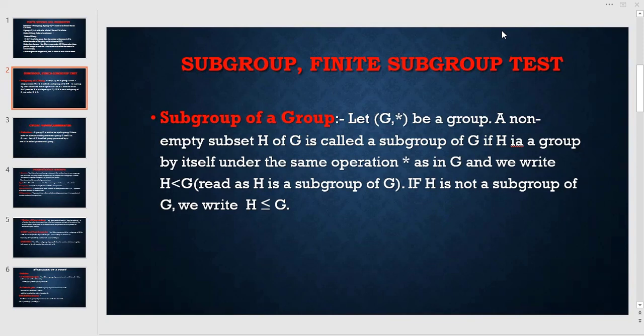तो फर्स्ट, सब ग्रुप क्या होता है, उसका डेफिनेशन क्या है, पहले जान लेते हैं हम। तो देखो यहाँ पे, सब ग्रुप ऑफ अ ग्रुप, लेट G star be a group. A non-empty subset H of G is called subgroup of G. Non-empty, important है ये, non-empty subset H of G is called subgroup of G if H is a group by itself under the same operation star as in G. Itself, group by itself, and we write H is subgroup of G. It is read as H is a subgroup of G, और उसका denotation है H is less than or equal to G.